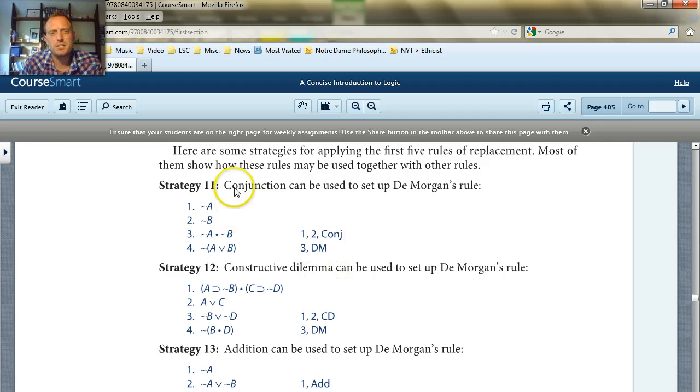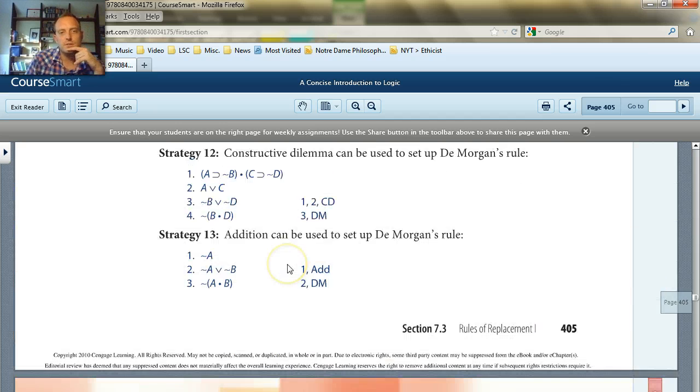Anyway, strategy 11. Conjunctions can be used to set up DeMorgan's. If you have two negative premises, you can always conjoin them and then set up a DeMorgan's. And even if you just had an A and a B, you could also do a double negation on these, conjoin them, and then set up a DeMorgan's too. But remember, if you do a double negation, one of those negatives would still remain inside the parentheses.